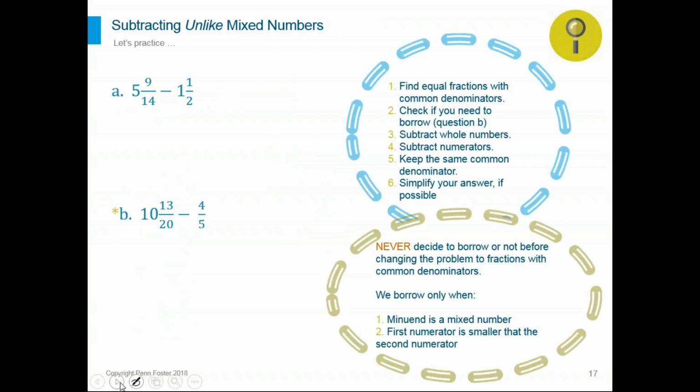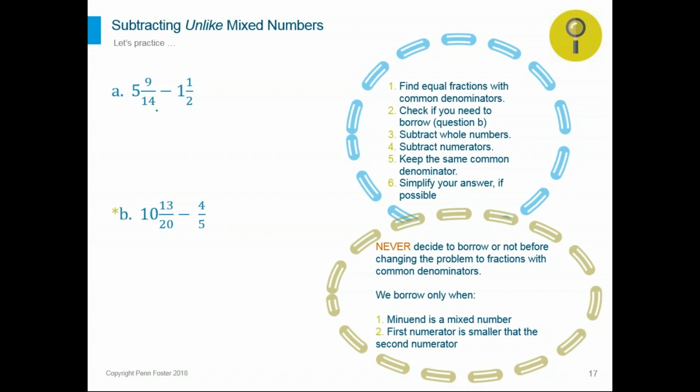Let's go back to the topic. Now we're going to do the same thing. The only difference is that we're going to subtract now. So these kinds of problems are subtractions with unlike fractions. And we know by now that with mixed numbers being the first number appearing in our problem, we may have to borrow. So we have to keep an eye on what kind of problems we have and then decide whether we borrow or no. The first question, 5 and 9 over 14 minus 1 and 1 over 2.